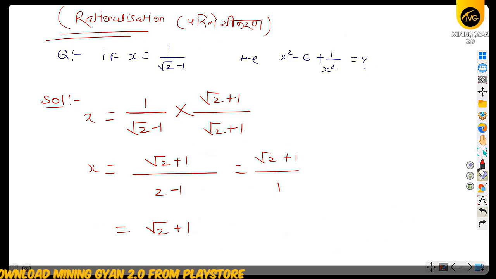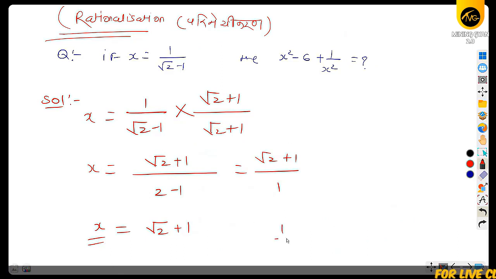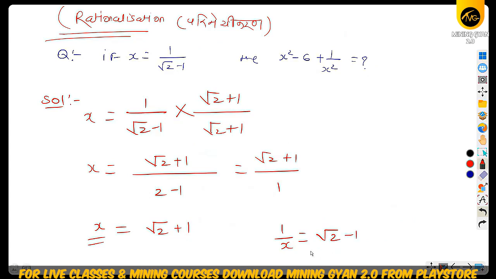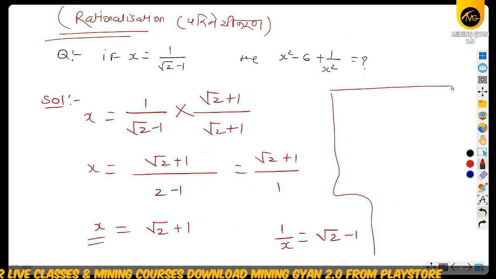Right? Now suppose you use 1 divided by x, that means invert the value of x. It means use 1 divided by x. That means the operation plus will be changed into minus. So if you write down 1 divided by x, the value will be root 2 minus 1, right? Now we have to find out the value of x square minus 6 plus 1 divided by x square.